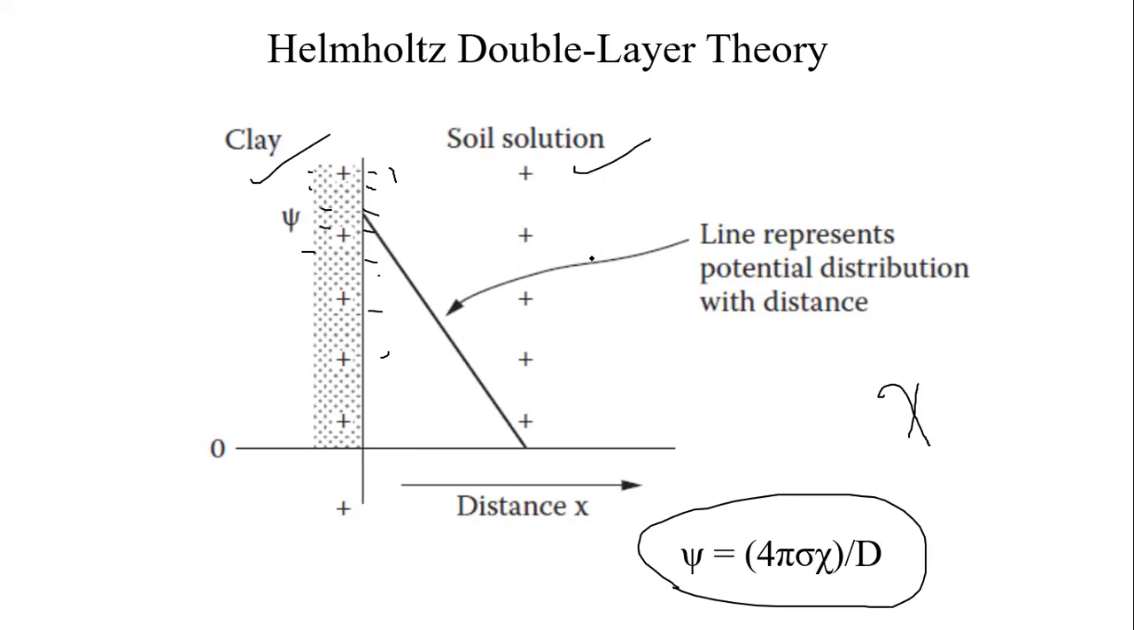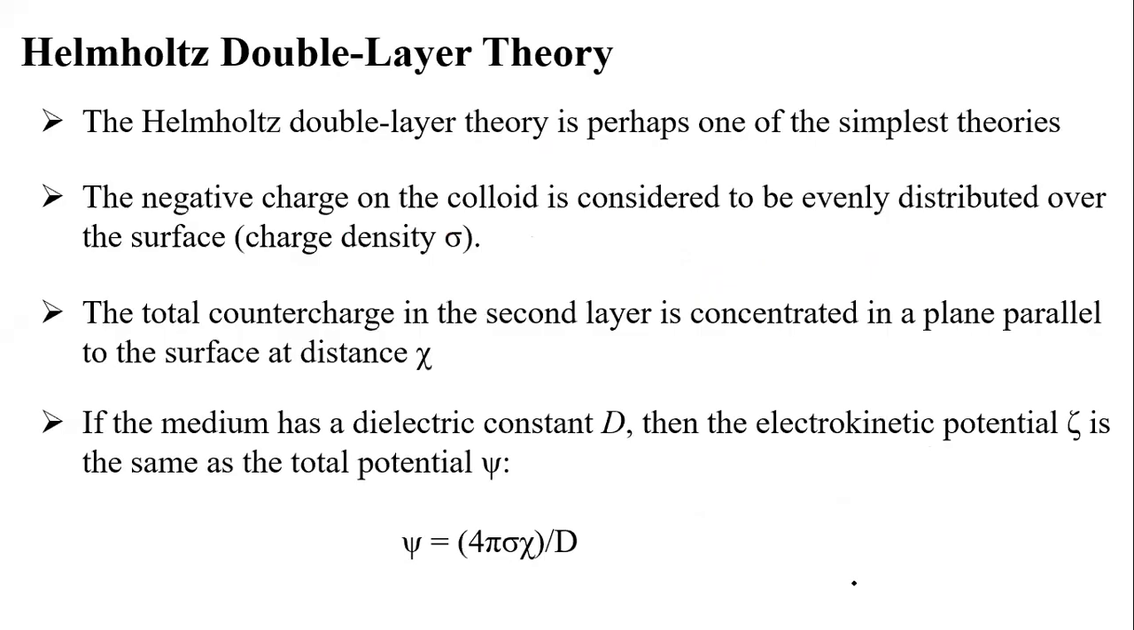Now, this is regarding Helmholtz theory. The Helmholtz double layer theory is explained by this potential: psi is equal to 4 pi sigma xi by d. Please remember this formula for the Helmholtz double layer theory, students. Nowadays the exam is going to be very tough, so they may ask this formula also. Be confident.